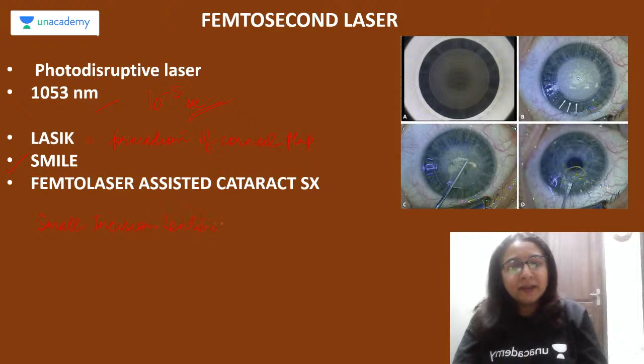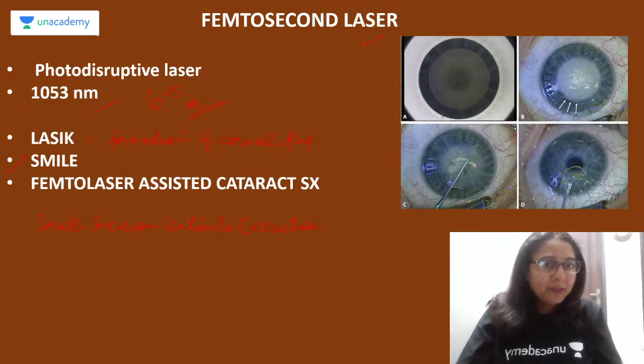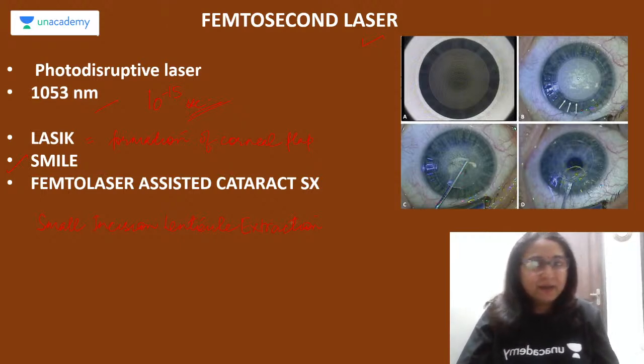Lenticule of what? Cornea. So it is a refractive procedure. We are extracting a corneal lenticule which has been fashioned by the use of femtosecond laser. This image shows you the steps of the femtosecond laser. In SMILE, with the help of the laser, a lenticule of the cornea is made within the corneal stroma. Then by making a small smile-like incision, with the help of an instrument, this lenticule is taken out. That leads to correction of the refractive error. So SMILE is done with the use of femtosecond laser.